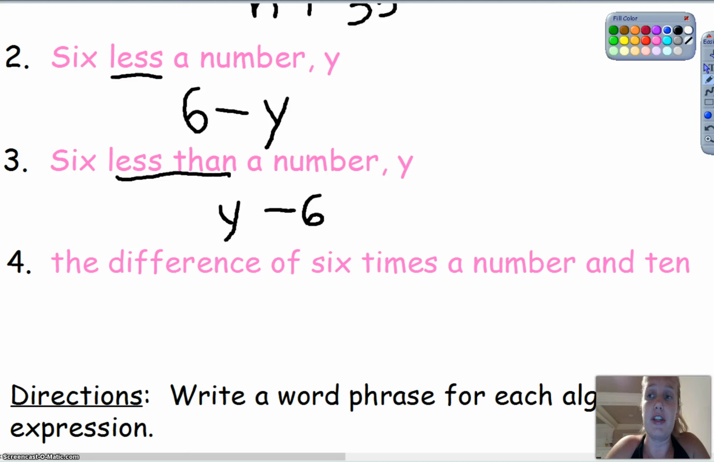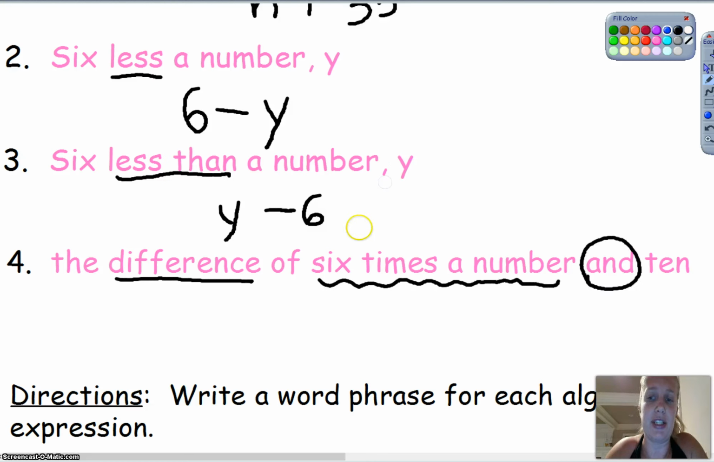Number 4, the difference. Difference also means subtraction. We want to subtract two things, something and something. The difference of 6 times a number, and that's where your subtraction sign is going to go, 10. 6 times a number, 6n, minus 10.